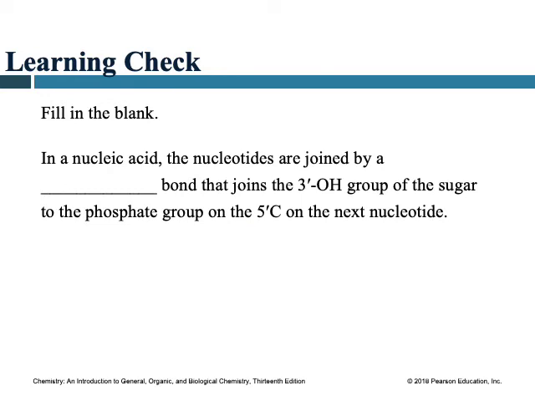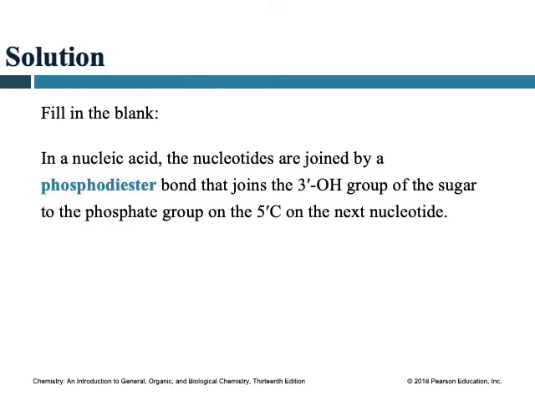Okay, so now let's try to do one problem. In a nucleic acid, the nucleotides are joined by which kind of bond? Phosphodiester bond. The answer is phosphodiester bond, where two nucleotides normally get joined with the help of this bond.